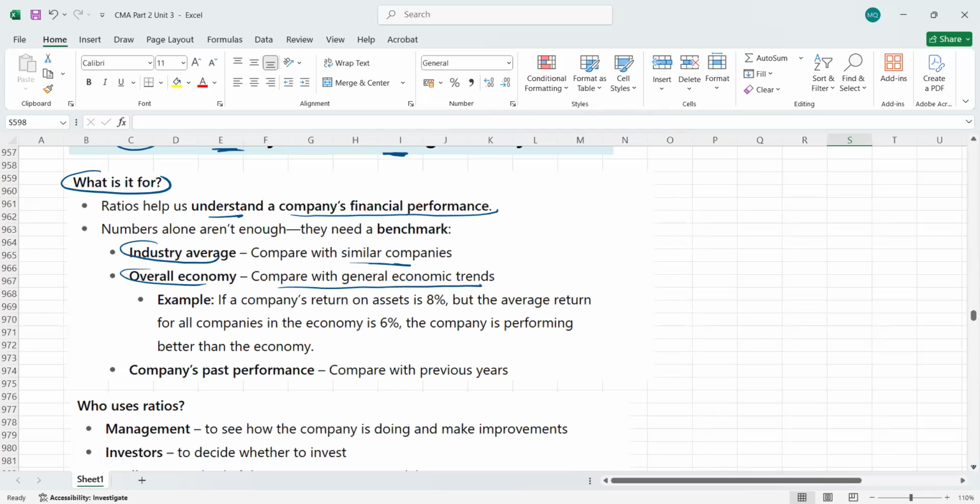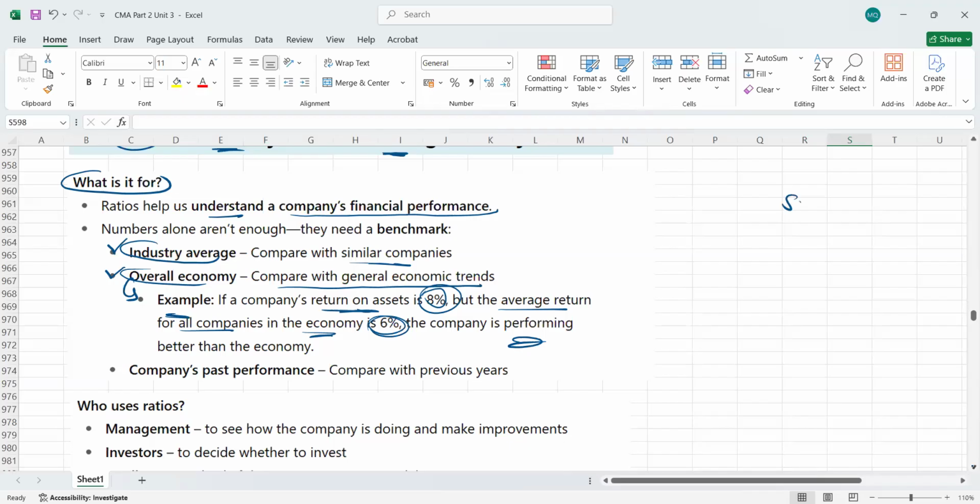Maybe you will be confused by overall economy, that's why I put an example. Return on asset is one ratio we covered before. If a company's return on asset is 8%, but the average return for all companies in the economy is 6%, it means your company is performing better than the economy. That's called overall economy. So you can compare your ratio with the industry average and with the overall economy.